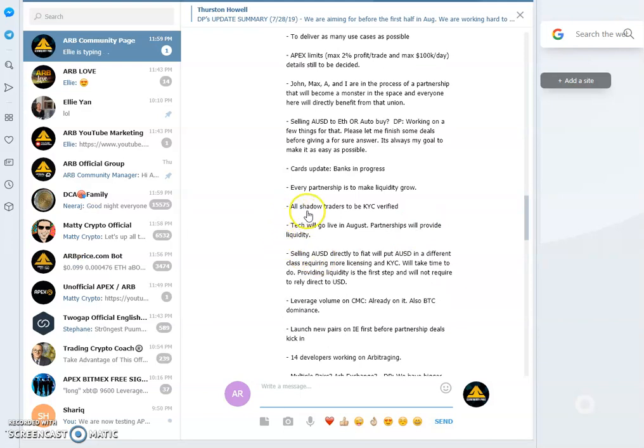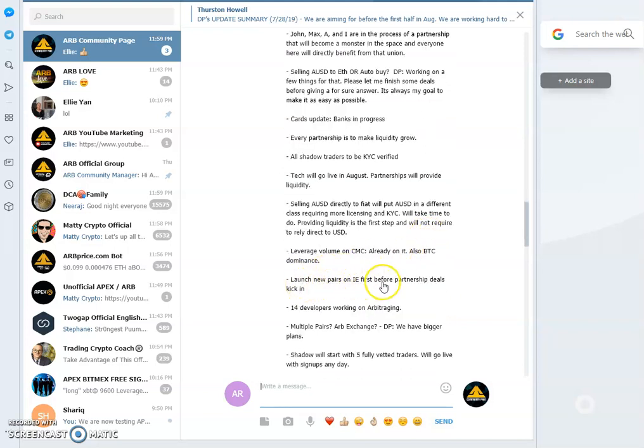All shadow traders will be KYC verified. Apex technology will go live. Partnership will provide more liquidity. Selling AUSD directly to fiat will put AUSD in a different class, requiring more licensing and KYC. Will take time to do. Providing liquidity is the first step. We will not be required to rely directly on USD. Leverage volume on CoinMarketCap, already on it. Also, Bitcoin dominance will be added soon.